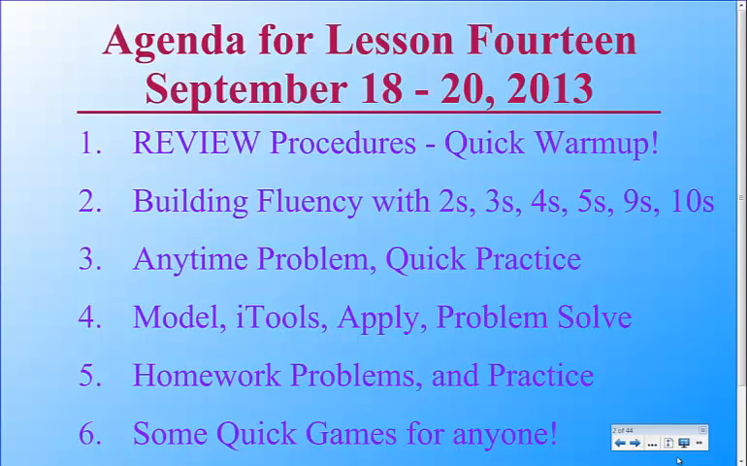We're going to do an anytime problem together, and that's going to be the quick warm-up today. Quick practice goes through some of the fluency tools, then modeling, iTools, apply, and problem solve. We'll do some of those problems together, and those need to be written down in your notes so you know how to do the problems. I have a homework sheet ready, already made, and I'll show you the problems you'll be doing, and if you need to, you'll be able to print that off.